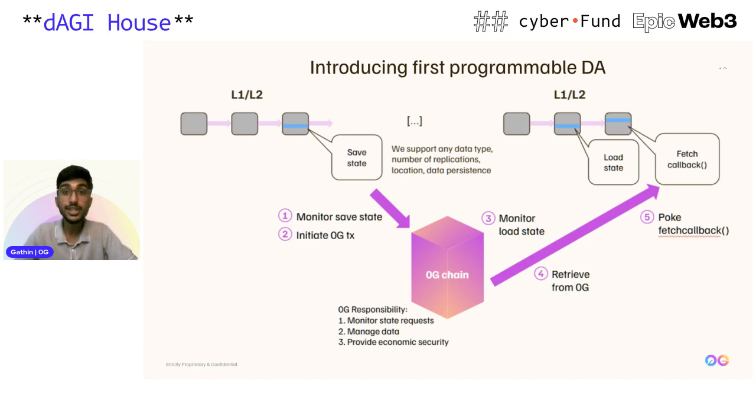Similarly, if the contract needs to load the data that is present in the 0G chain, it will emit a load state event, and using the fetch callback function, it will be able to retrieve the data from the 0G chain. The 0G chain will continuously monitor for the save state event to store the data, and it will also continuously monitor for the load state event to load the data back into the required contract by using the fetch callback function called by the contract.